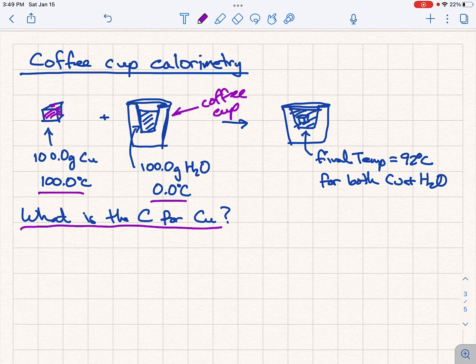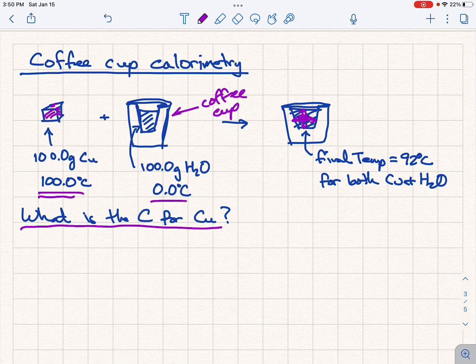So this is at 100 Celsius and the water's at 0. So when we dump this in here, where's the heat going to go? Remember, the heat is the transfer of energy. So heat is going to go from the copper out into the water, right? Because the copper is the warmer substance. It's going to transfer thermal energy to the cooler water, all right? So the trick here is that all of the heat that is lost by the copper is going to be gained by the water, all right?